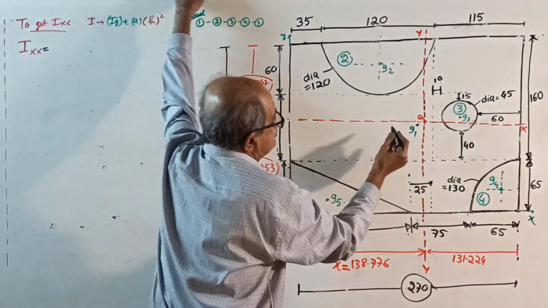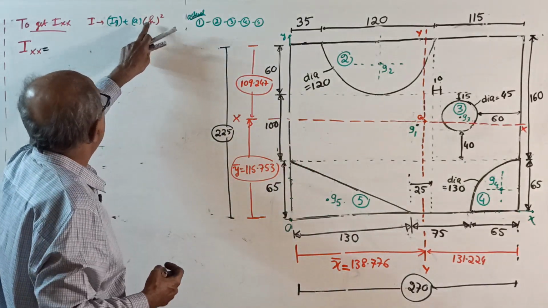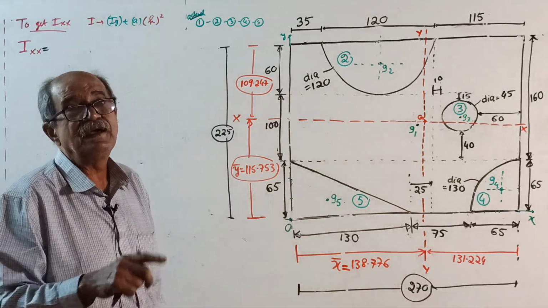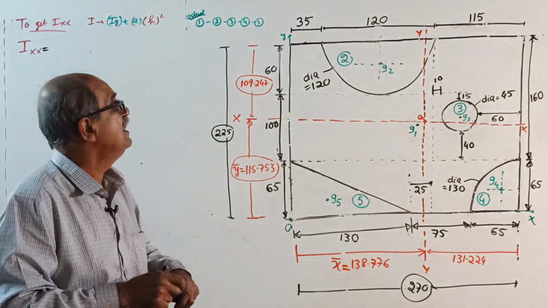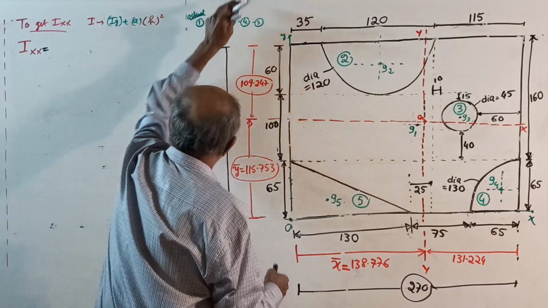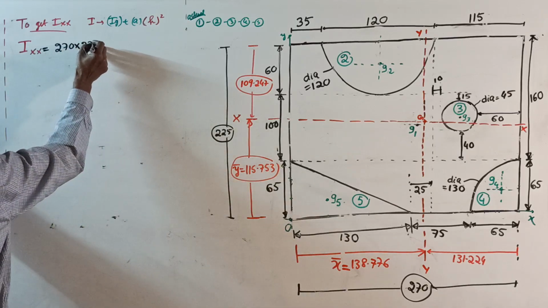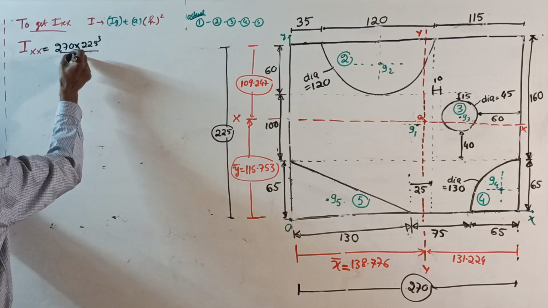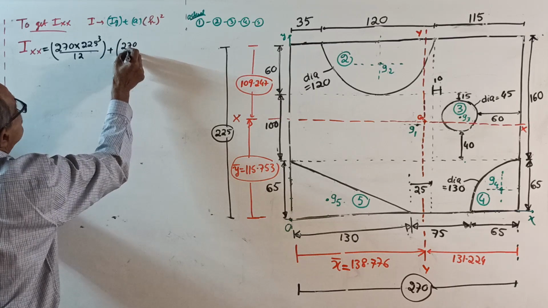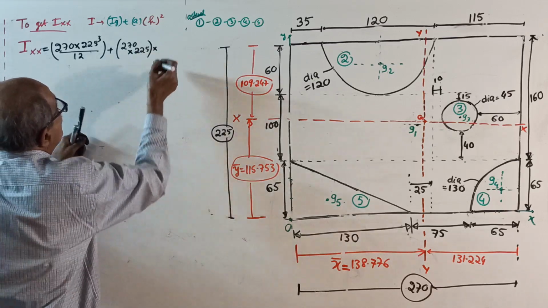Start. First, I about, now I should do one thing. I thoroughly explained IG and area. Now, your complete class is for H. That's why it is important. This question will make you perfect in that h distance. First, I about its own centroidal axis. Parallel side 270 into perpendicular side 225 cube divided by 12 is Ig, plus area 270 into 225 into distance square.